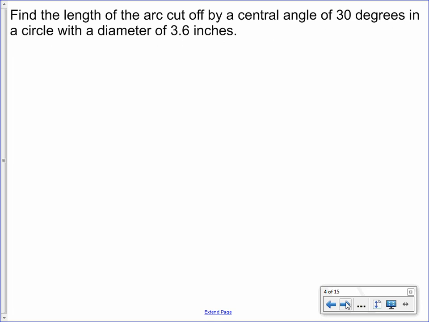Okay? Let's do an example. I want the length of the arc cut off by a central angle of 30 degrees in a circle with diameter of 3.6 inches. First of all, what are we finding? Arc length, and what's that formula? S equals theta r. Well, we're looking for S, correct? What is our angle? 30 degrees, but we cannot put that into our formula, can we? No. So we need it to be in radians. How do we get it to radians?